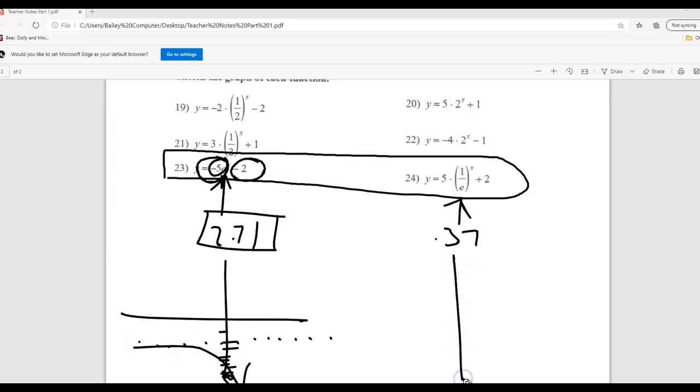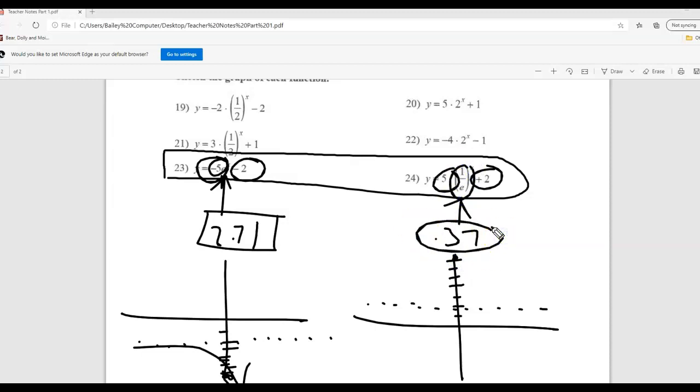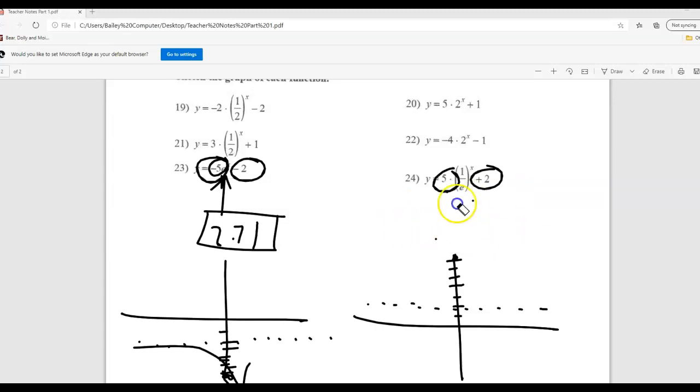Now, as for this other one over here, horizontal asymptote is 2. Y-intercept is 5 plus 2, which is 7. And 1 over e gives me 0.37, which is less than 1. So I have a positive a value with a b value that's less than 1. And so it won't fit on here unless I erase this stuff. So that would be the shape that looks like this. Okay? And so that's it.